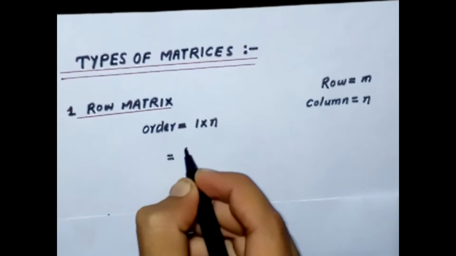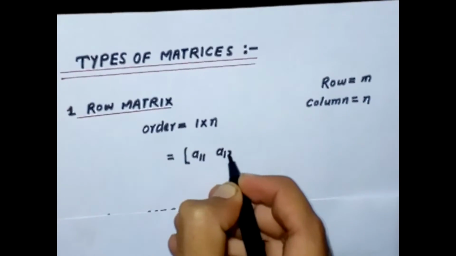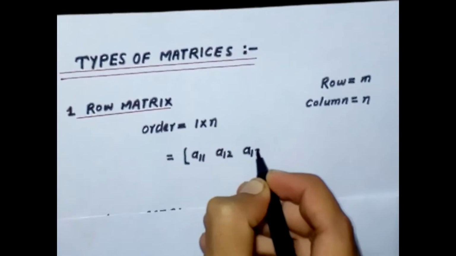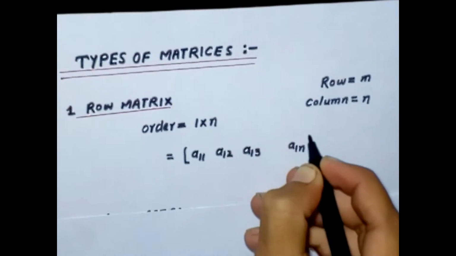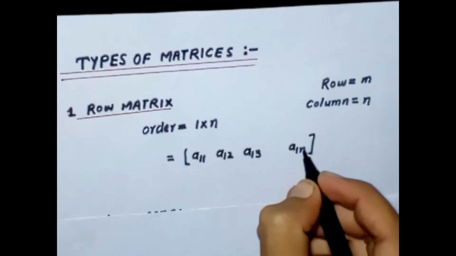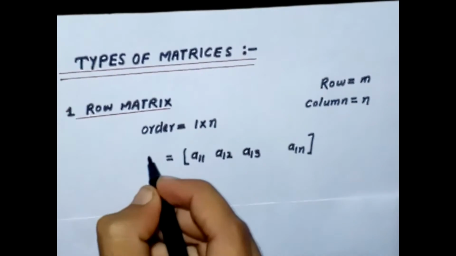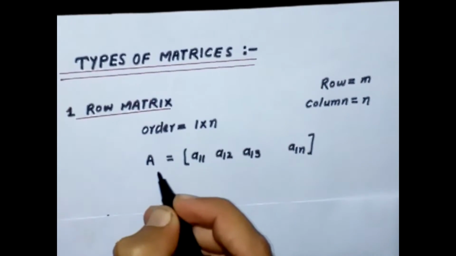Let's say the matrix A11, A12, A13 up to A1n. This matrix has a single row and n columns, so this matrix is a row matrix. A is a row matrix.